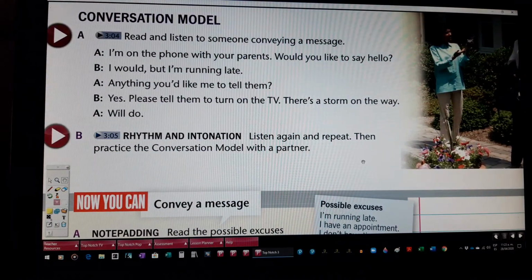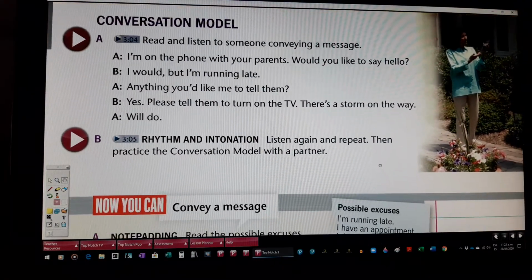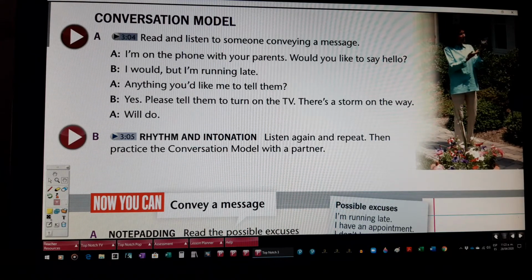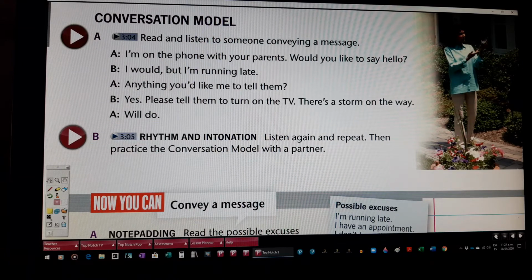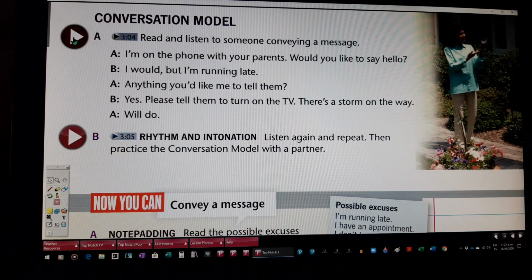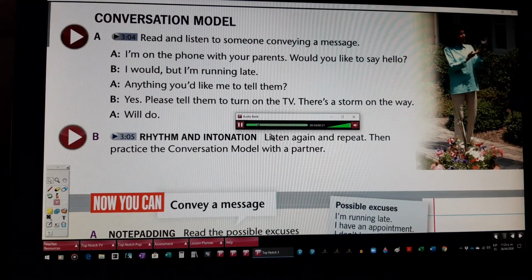Now we have a conversation model. Listen to the conversation and read the content of the conversation. Escuchen la conversación. Read and listen to someone conveying a message.